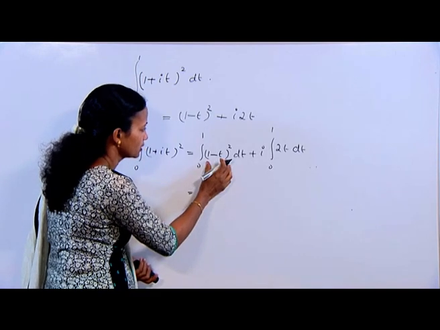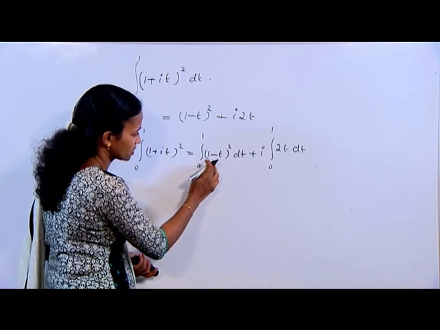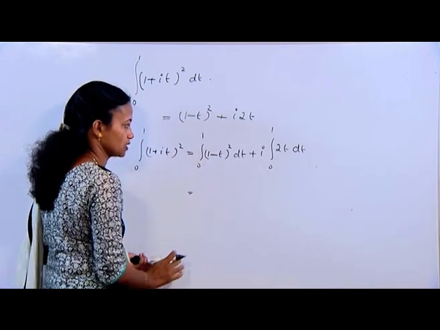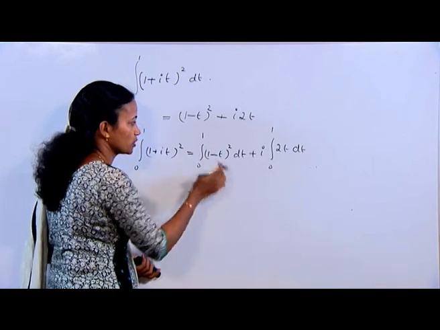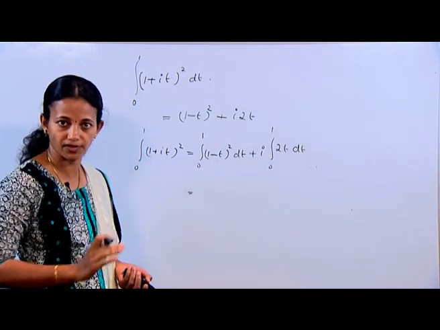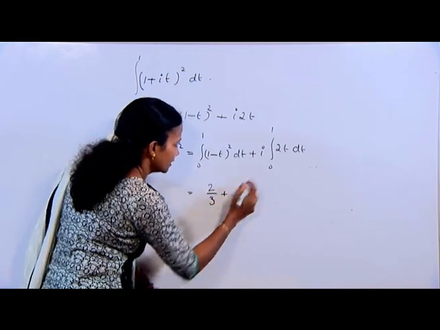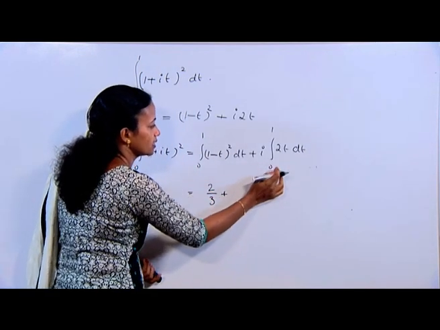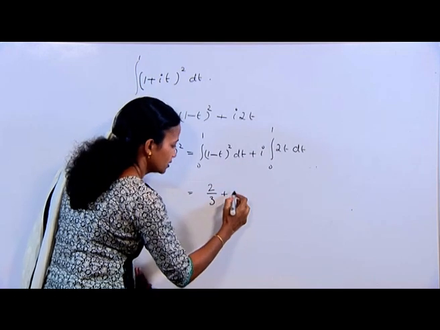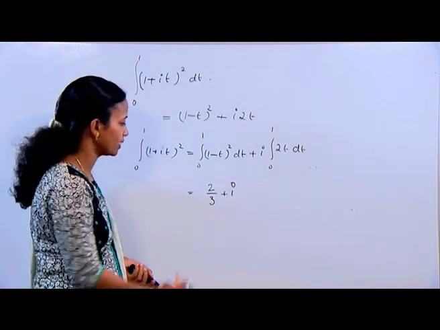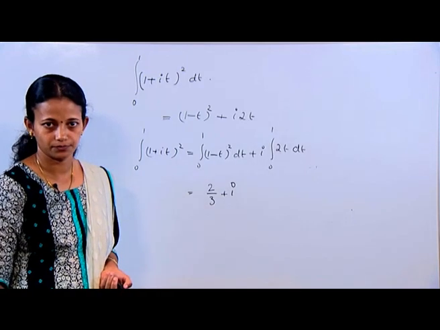On substituting, first we have to integrate 1 minus t square as usual, and 2t, and substitute the values 0 and 1. On simplification we get this term as 2 by 3, and the integral from 0 to 1 of 2t as 1. So, here we have 2 by 3 plus i.